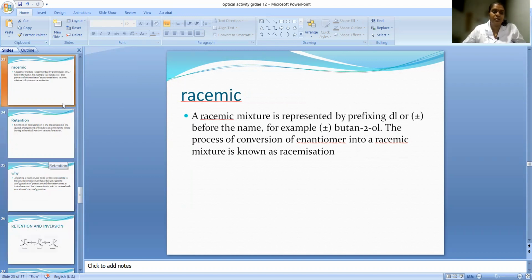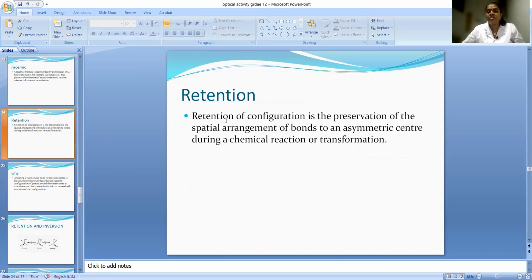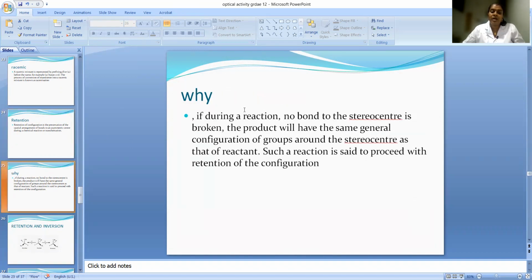Now, what is retention? Retention of configuration is the preservation of the spatial arrangement of bonds to an asymmetric center during a chemical reaction. So how can we preserve the configuration? No bond to the stereocenter is broken. The product will have the same configuration.